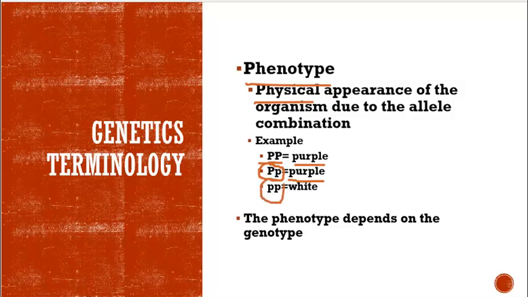Here we have the genotype of homozygous recessive. Two white alleles combined together, the phenotype would be white. Okay, so once again, the phenotype depends on the genotype. You have to look at the genotype in order to determine the phenotype. The phenotype is just what does it look like.